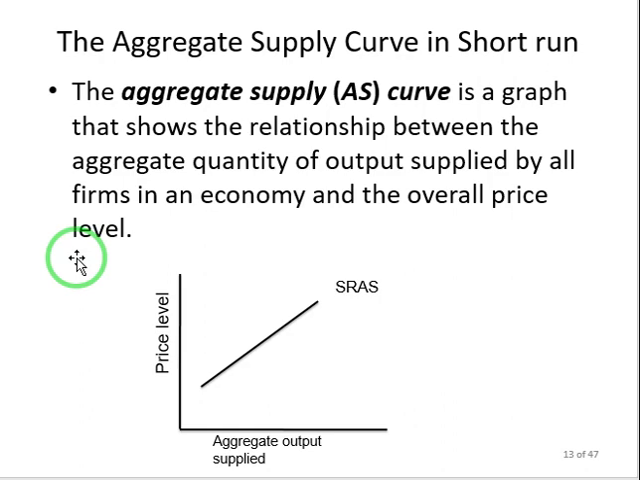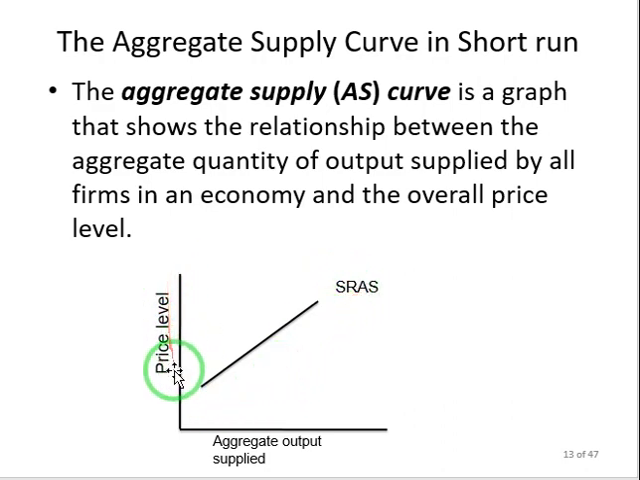In short run, we have almost a visible relationship between price level and aggregate supply, and that is positive. Whenever price level increases, aggregate supply will also increase because the producers find it profitable to sell more output at high price. So you can see that we have an upward sloping straight aggregate supply, and we call it SRAS, which means short run aggregate supply.